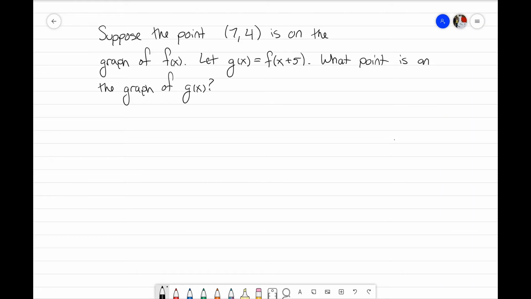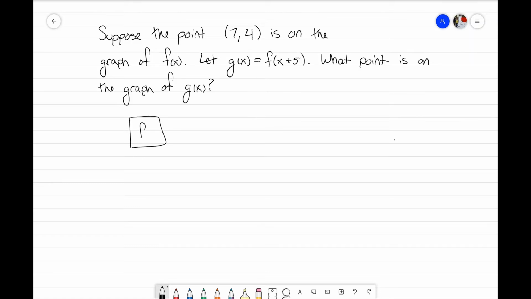So here is an example of a problem we will potentially see in class, but also is useful for understanding some things that will happen with our graphs. So we have our function f of x, and we're given a point that's on that graph. And then we're given a function g of x, which is using f of x, but we're inputting x plus 5 into f. And the question we're asked is, what point is going to be on the graph of g of x? So let's think about our machine notation.